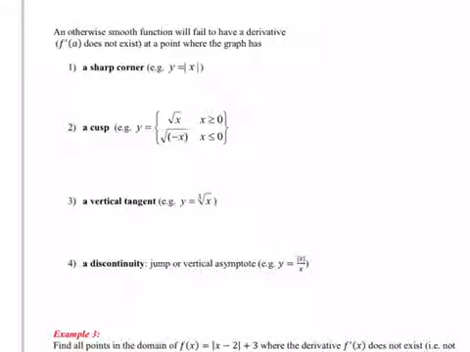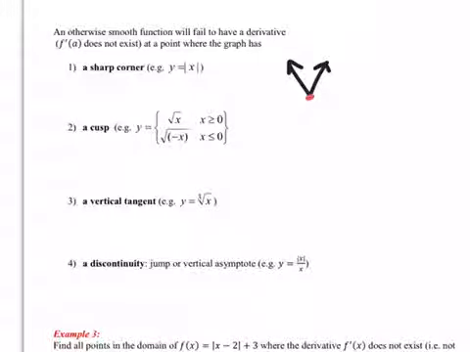Alright, so an otherwise smooth function will fail to have a derivative. f prime of a does not exist at a point where a graph has a sharp corner. Example, absolute value of x. There's no derivative there.